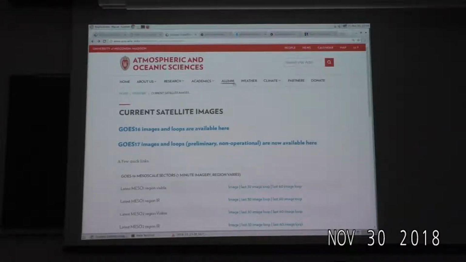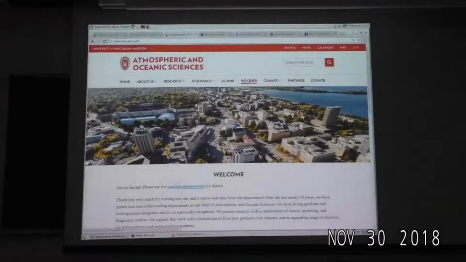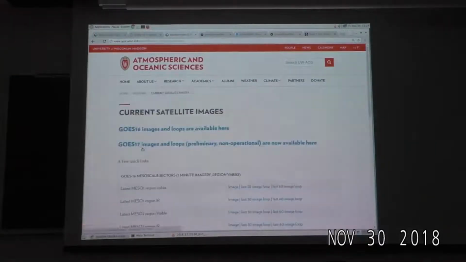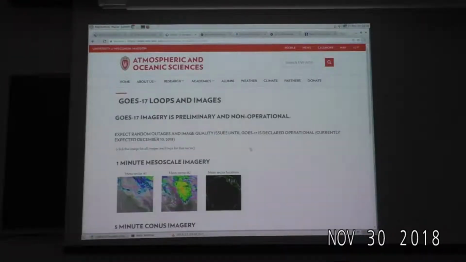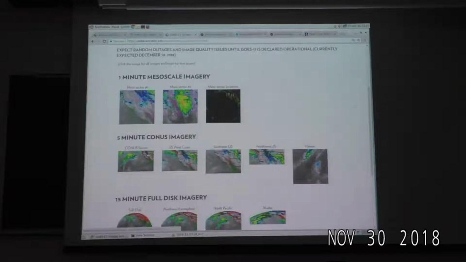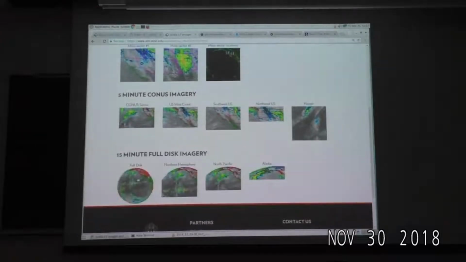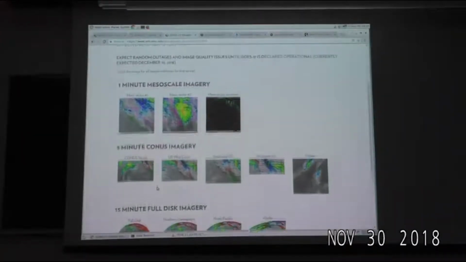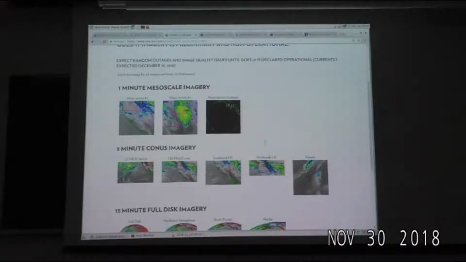Okay, so our satellite page. If you go to the AOS homepage, I'll show you how to get there. You go to the weather link, click on satellite data, and there's GO16 imagery here, and the GO17 page is here. It's set up similar to the original GO16 page. There's a section with 1 minute mesoscale imagery at the top, and 5 minute what's called CONUS imagery. It doesn't really cover that much of the continental United States, but it's the same basic size of image. Images are updated every 5 minutes. And then there's the 5 minute full disk imagery at the bottom, and I'll give you an idea of what kind of regions I've got on there.